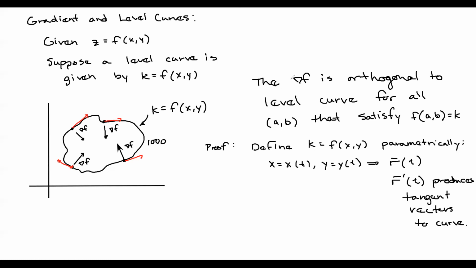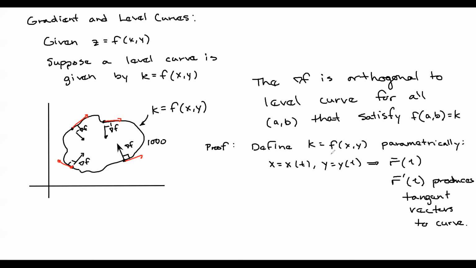Okay, so now the question is: is the gradient orthogonal to those tangent vectors? Is there a 90-degree angle between these two? Can we show that in some fashion?